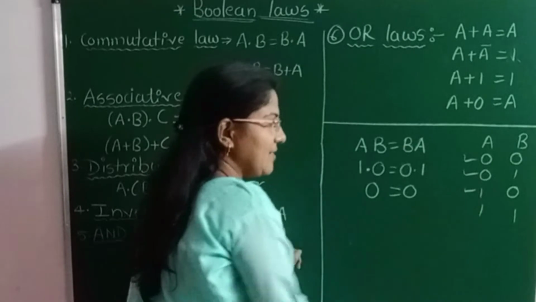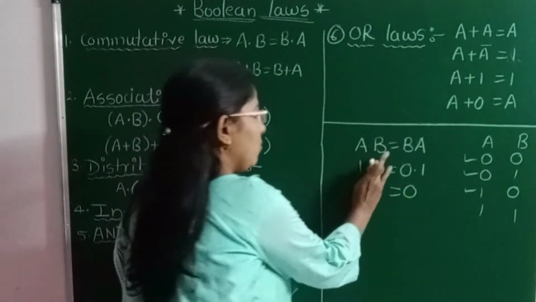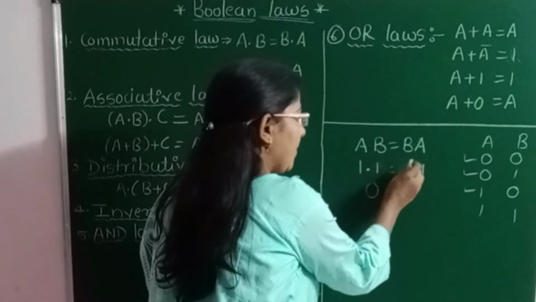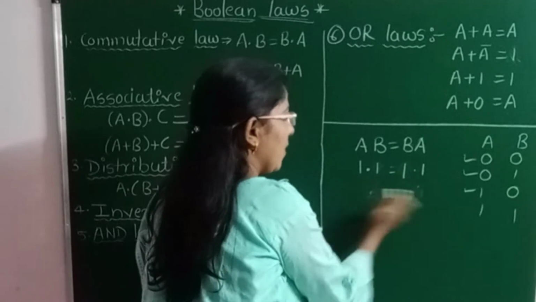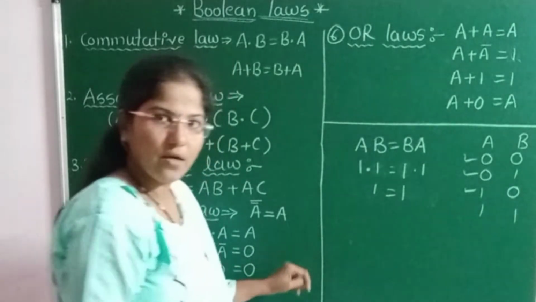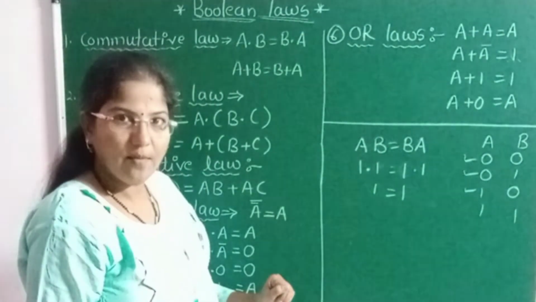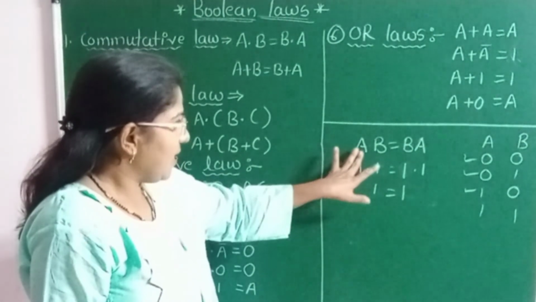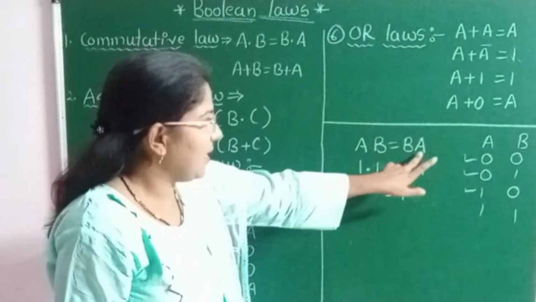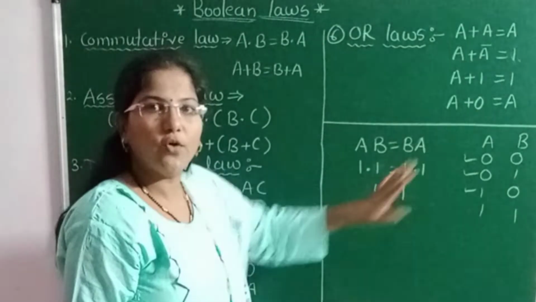Now consider the last input combination, that is A is equal to 1 as well as B is equal to 1. So A is 1, B is also 1. Here B is 1 and A is also 1. So 1 into 1 is 1, equal to 1 into 1, 1. So it doesn't matter in which sequence we take the multiplication. Here A into B is there, and here B is the first variable, A is the second variable. So A into B is equal to B into A.